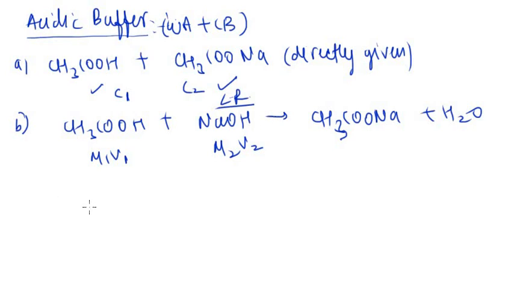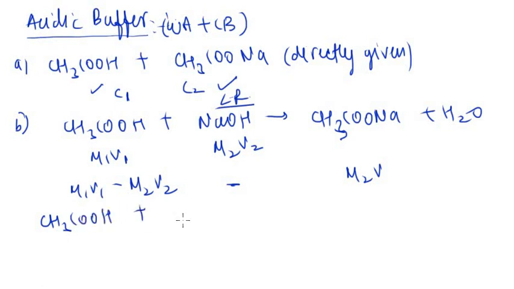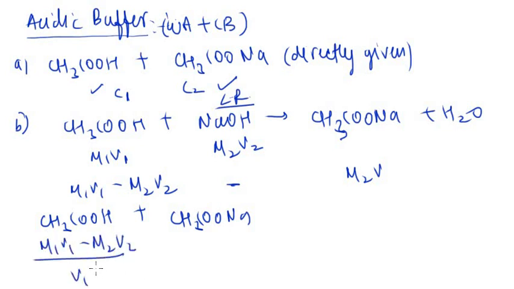So here it will form M1V1 minus M2V2 of acetic acid, and it will form M2V2 of sodium acetate. So in the solution we have acetic acid plus sodium acetate. This is (M1V1 minus M2V2) divided by (V1 plus V2), and here it is M2V2 upon (V1 plus V2). So here acetic acid and sodium acetate are formed.